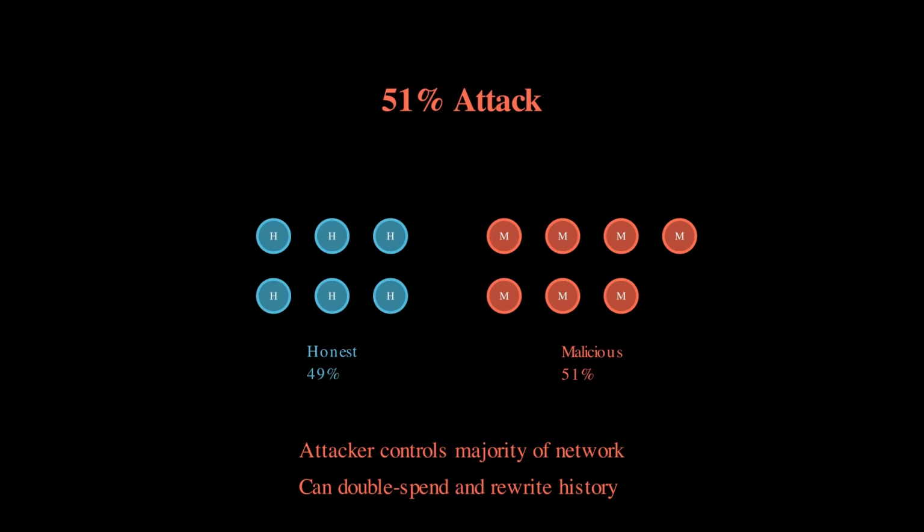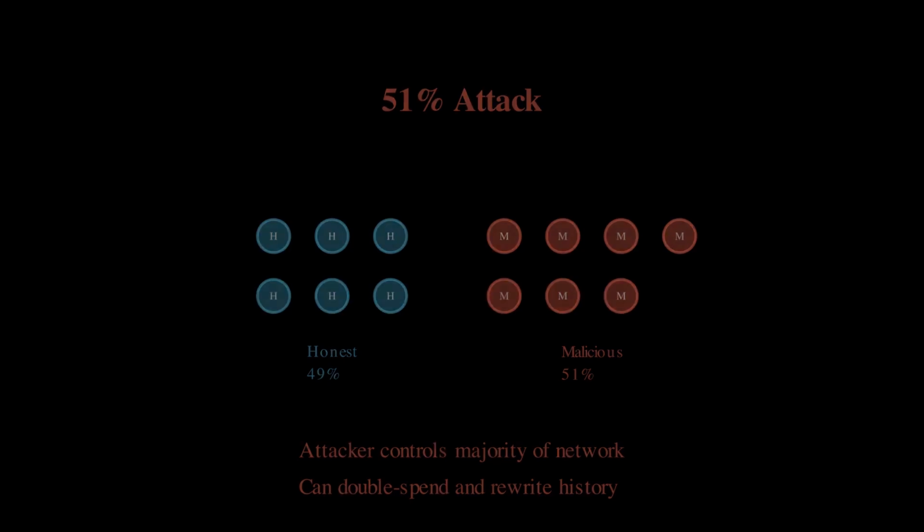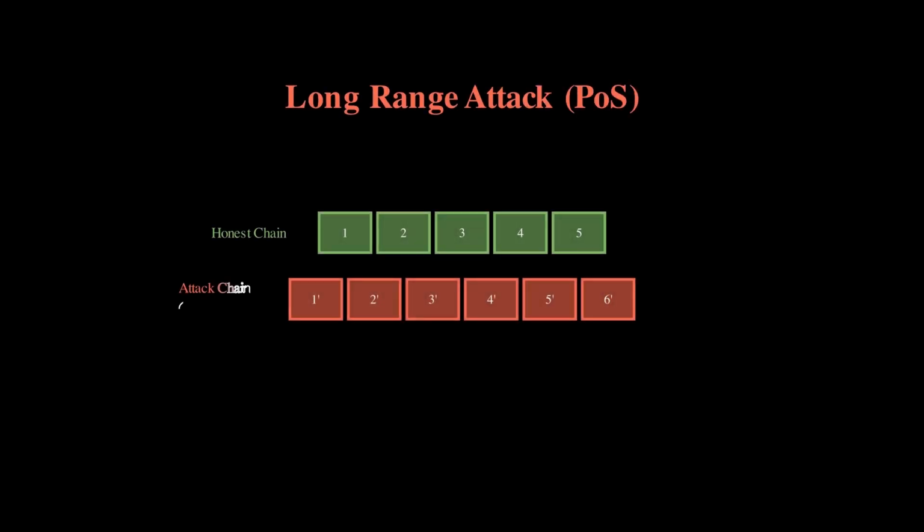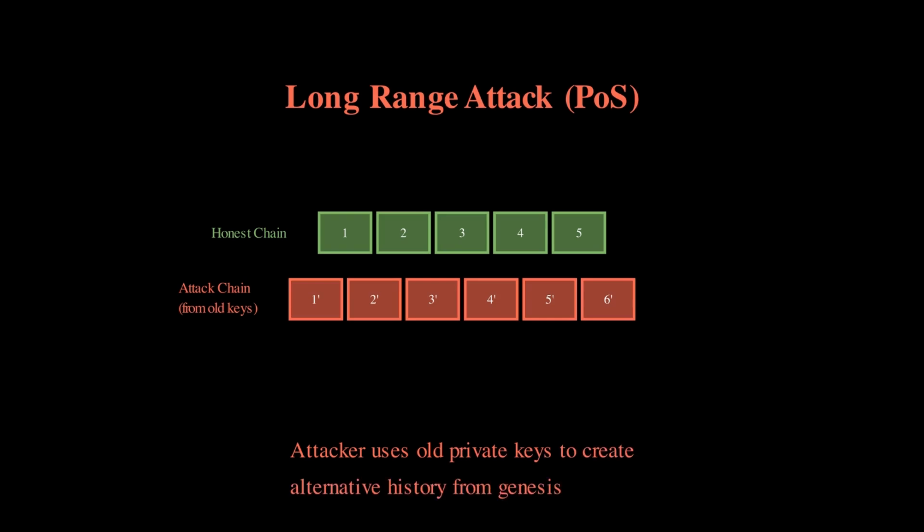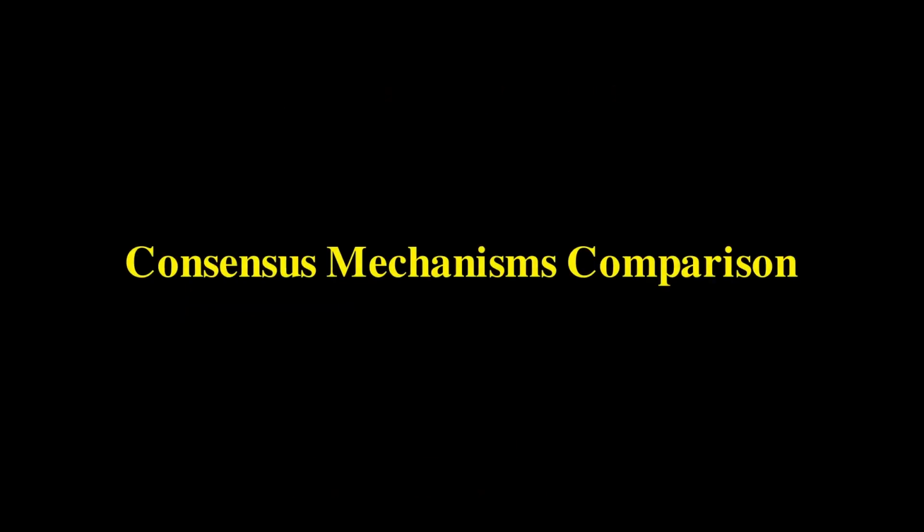In proof of stake, there's this theoretical thing called a long range attack. An attacker could use old private keys to create an alternative blockchain history from way back. That's the red chain versus the honest green chain. They're essentially trying to rewrite ancient history. Sounds terrifying, but modern proof of stake chains have clever defenses like checkpointing and weak subjectivity that make this attack impractical. So let's put our main players head to head and see how they stack up.